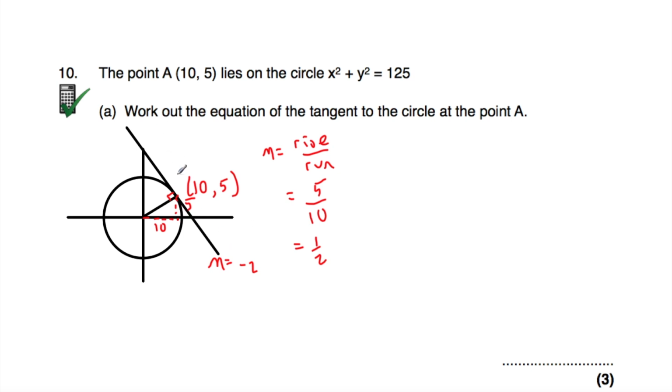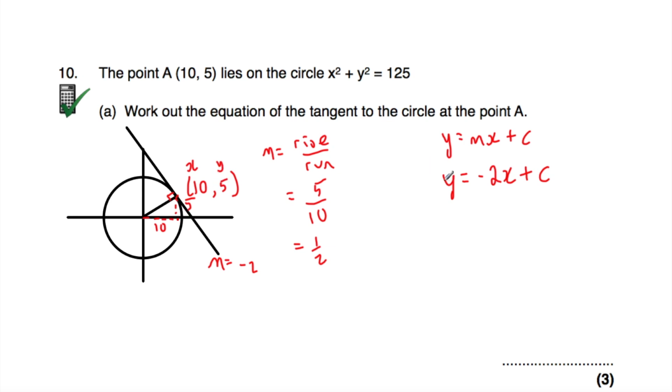Let's find the equation of the tangent. It's a straight line, so it'll be in the form y equals mx plus c. We know the gradient's negative 2, so it's y equals negative 2x plus c. And now we just need to substitute in a y coordinate and an x coordinate from a point on the line to find c. And we've got a point on the line, that's the point A. And we've got an x coordinate of 10 and a y coordinate of 5.